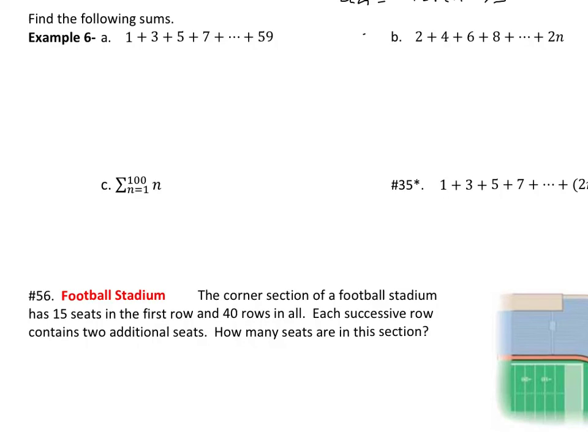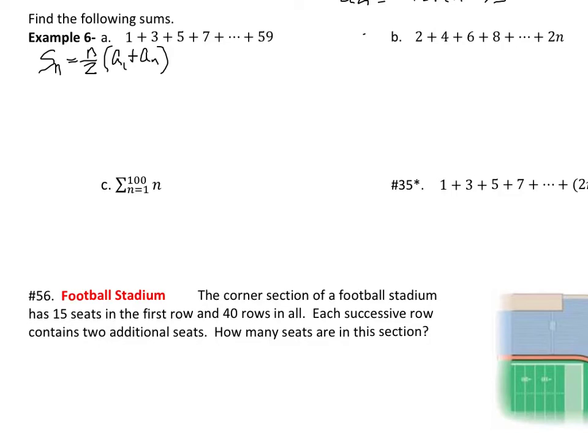Okay, so now it says find the following sums. So let's pull out our sum formula here. Our sum formula, which is S sub n, is n over 2 times the first term plus the nth term. Okay, so look at this first one. Now, how many terms are there? This is what we got to figure out here. So what's my common difference? 2, and I start at 1 and I go up to 59. So how many terms have I got?